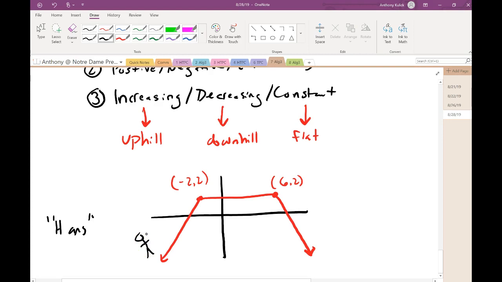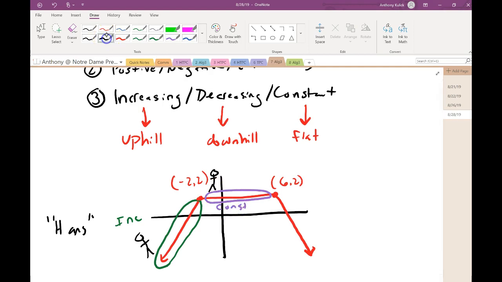So as Hans walks along the graph, this first part of the graph is uphill, so that part is increasing. When we get to here, Hans is now walking along a flat section. That part is constant. And then when Hans gets over here, we get to this part, which is downhill, so that's decreasing.